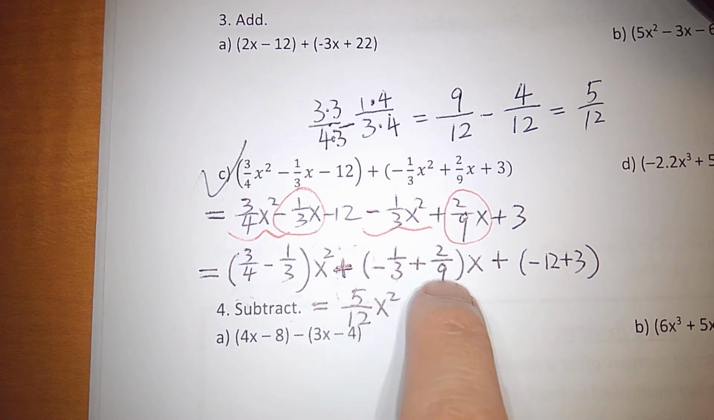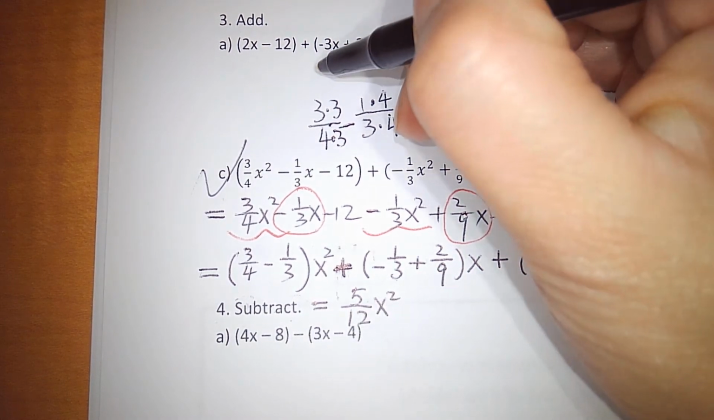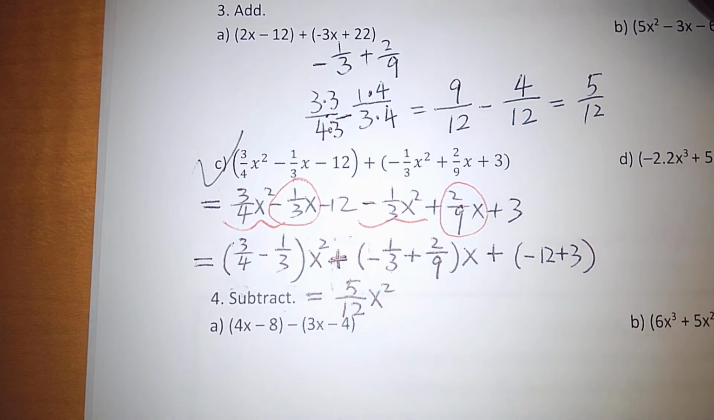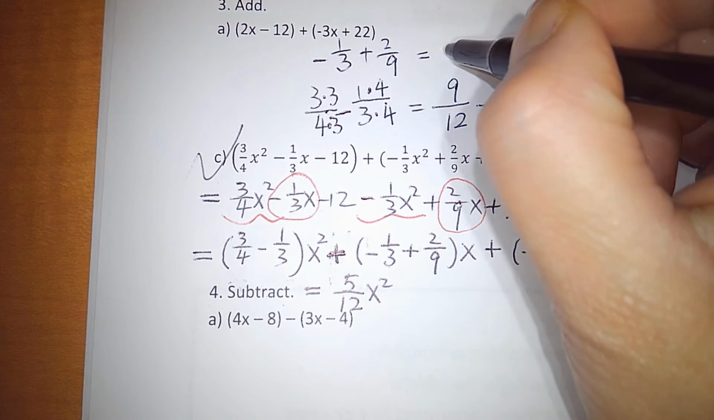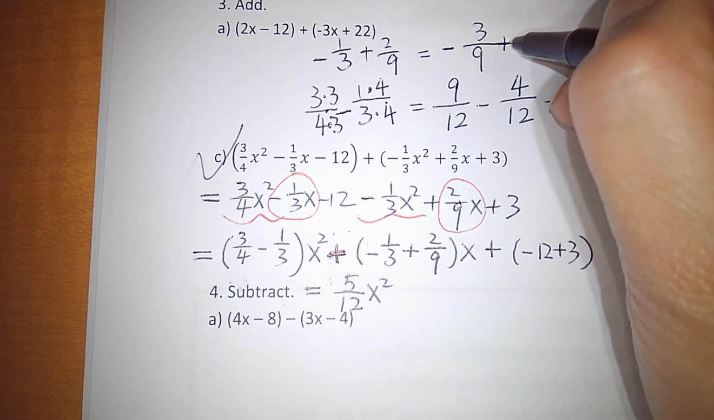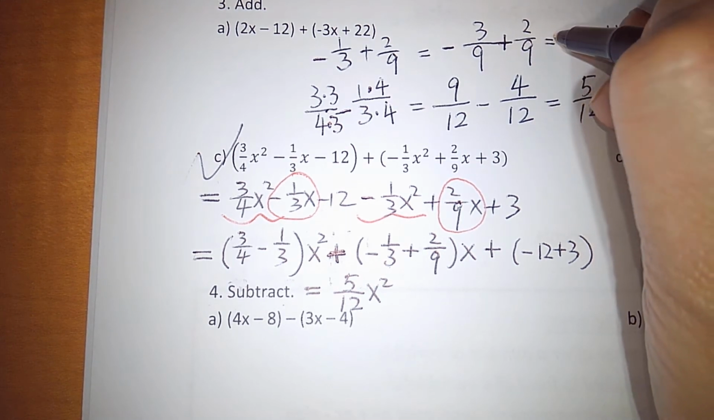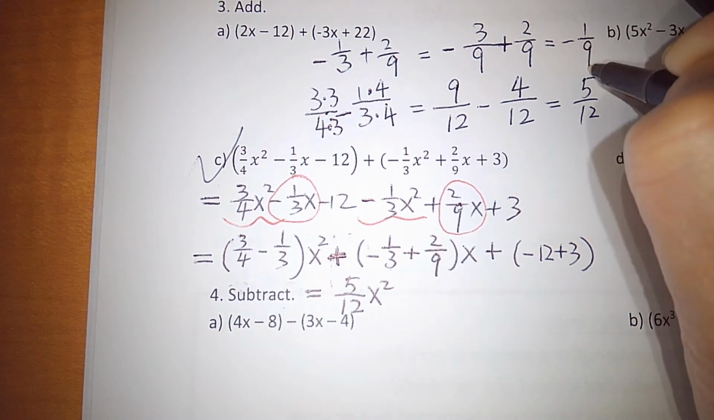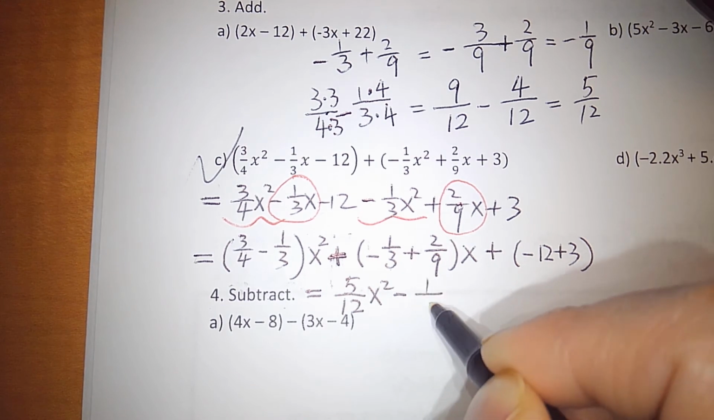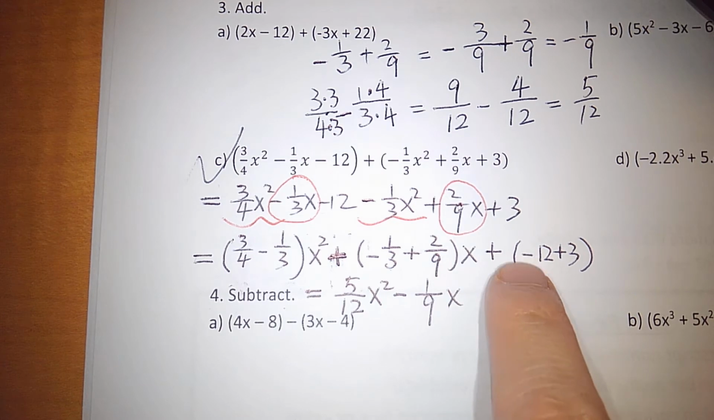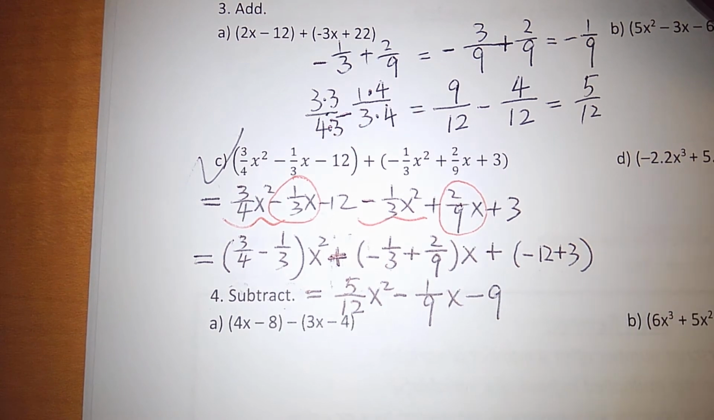Now, how can we combine these two fractions? Negative 1/3 plus 2/9. How can we combine these two fractions together? Negative what? 3/9 plus what? 2/9, right? So that gives us negative what? 1/9, right? So we have negative 1/9 times x. And what is negative 12 plus 3? Negative 9. Negative 9, yes.